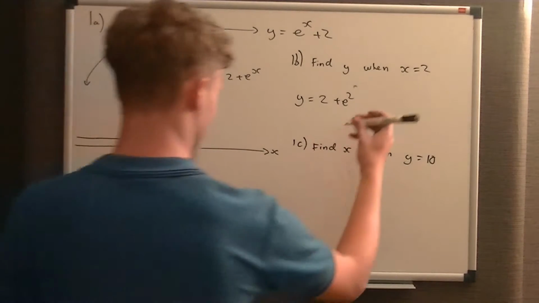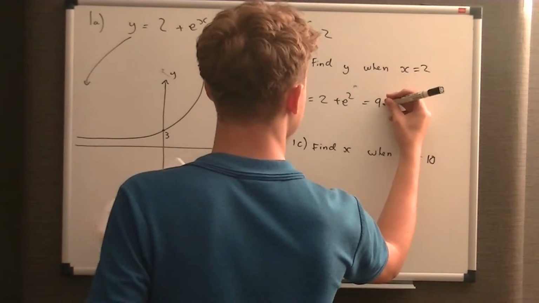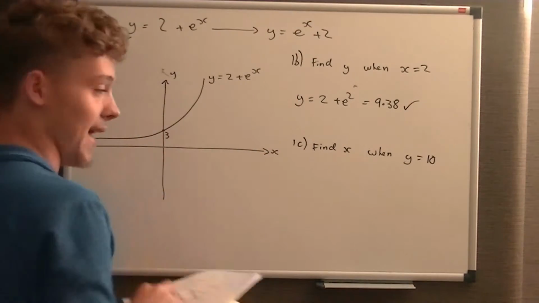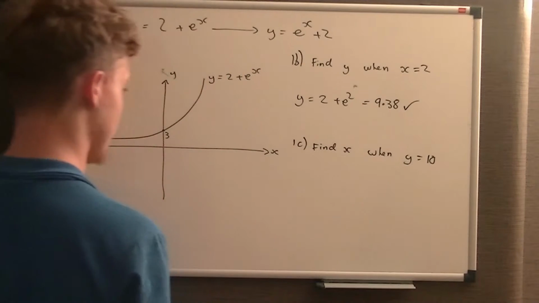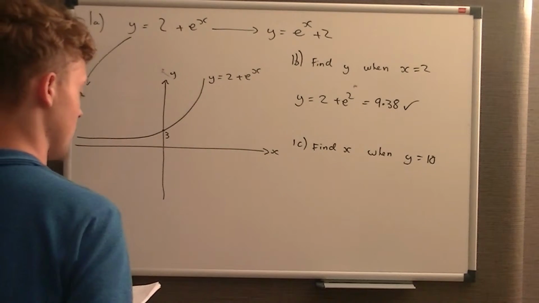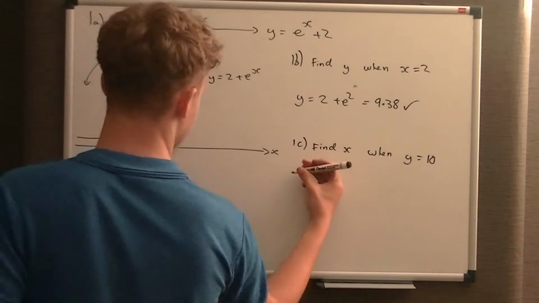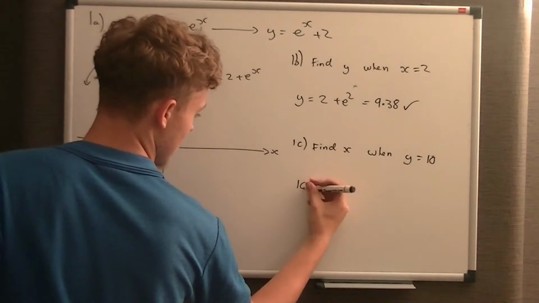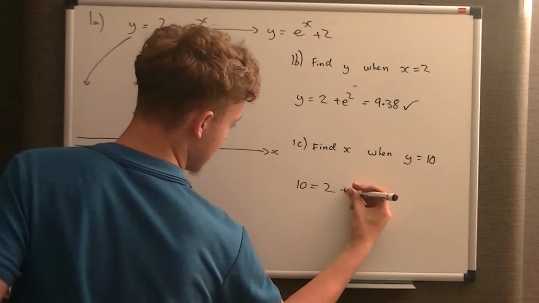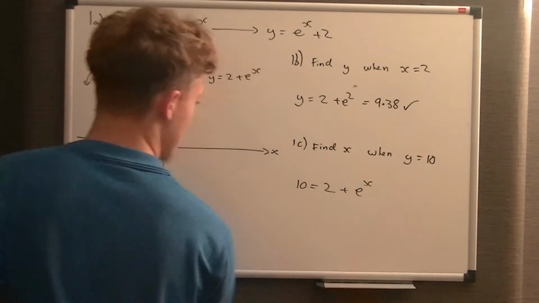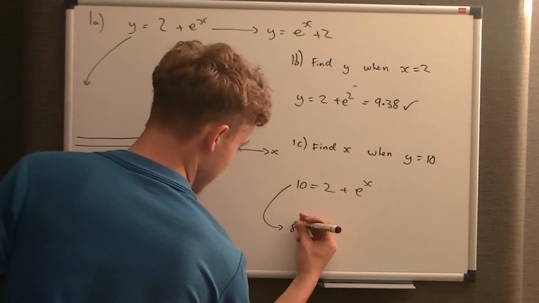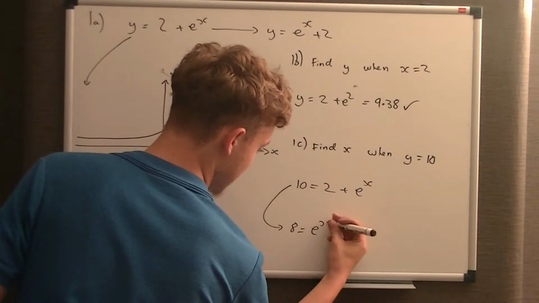If you got 9.38, you are correct. Find x when y is 10. This is slightly more difficult. It involves inversing y. So what we do is we rewrite the equation, but just put 10 in y's place. So 2 plus e to the power x, and then we subtract 2 from both sides. So 8 equals e to the power x.